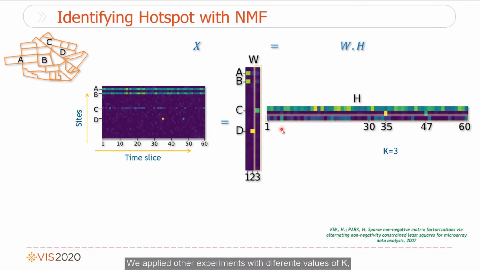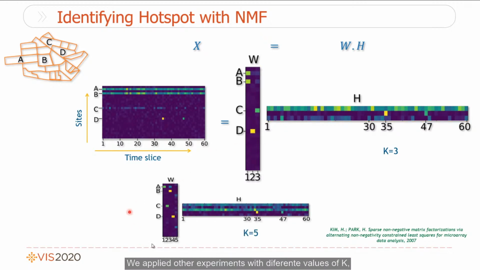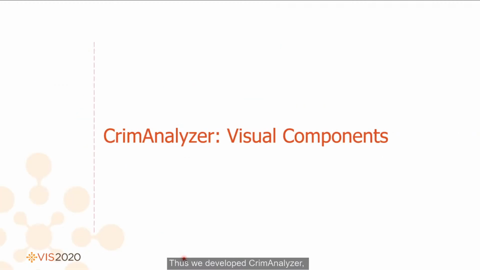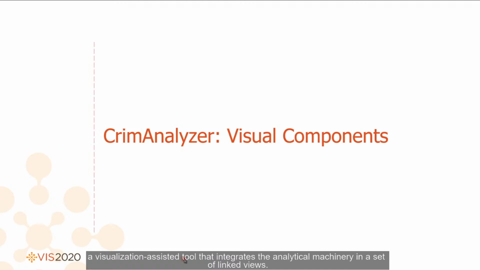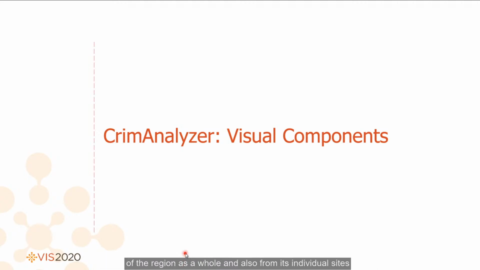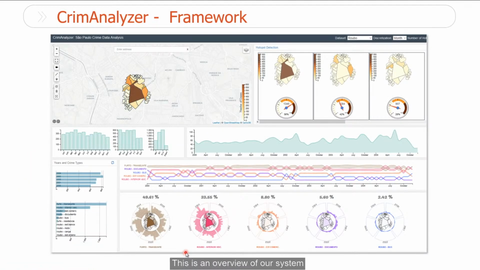We applied other experiments with different values of k. More details of these experiments are described in the document. Thus, we developed Crime Analyzer, a visualization-assisted tool that integrates the analytical machinery in a set of linked views. Crime Analyzer operates on target spatial regions to uncover relevant information of the region as a whole, and also from its individual sites. This is an overview of our system.